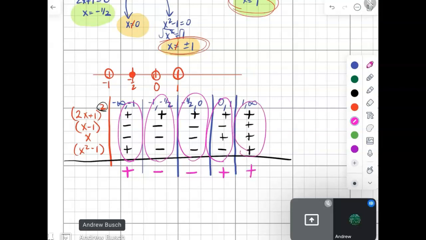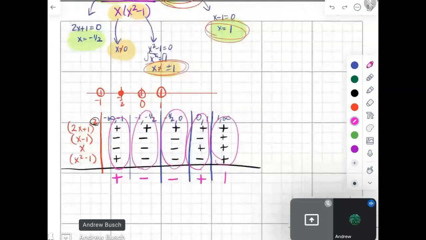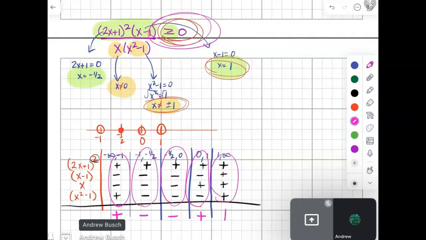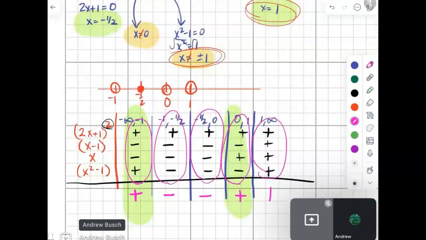So we were looking for where it is positive, because we're looking for greater than or equal to 0 from the original problem. That means anything with a positive, we're going to shade on the number line, and then anything with a negative should be left unshaded. So we're going to shade from negative infinity to negative 1 on the number line. Then we've got from 0 to 1 on the number line. Oh, and then that was positive as well. So then 1 to infinity, we're also going to shade.